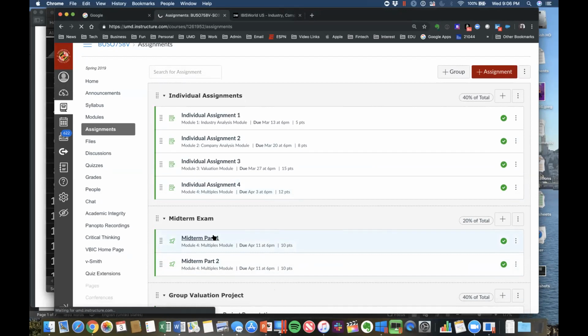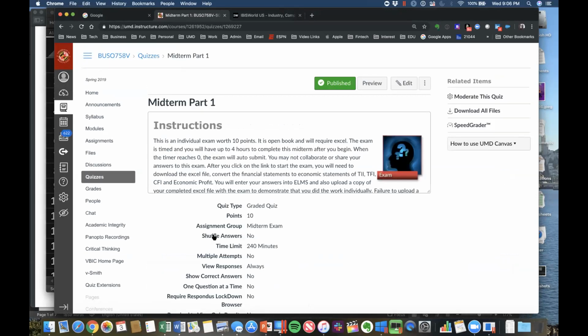Midterm one is an economic statement conversion. It's literally just like the conversion homework that you did that you probably hated. You'll click on that, and you'll have up to 4 hours from the time you click on it, so don't click on it until you're ready to do it. It'll give you an Excel file. You'll convert and upload the Excel file. Remember, this is open notes, so you can use the solution that I posted for the homework assignment and what we talked about in the video to help you do midterm one. It's just a straight conversion of the four statements: TII, TFI, CFI, economic profit.